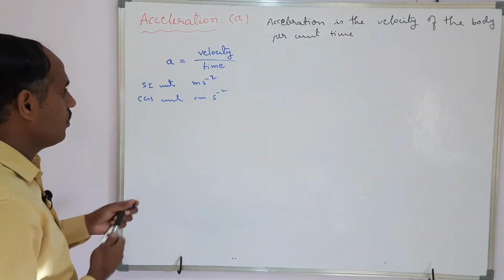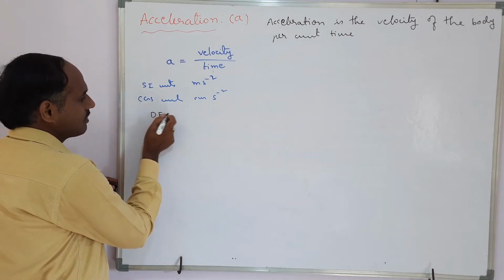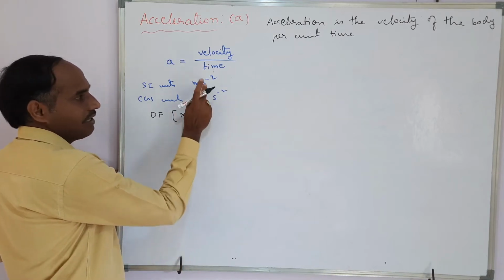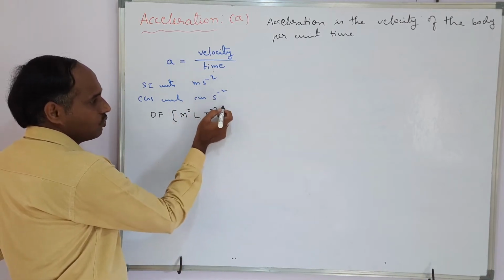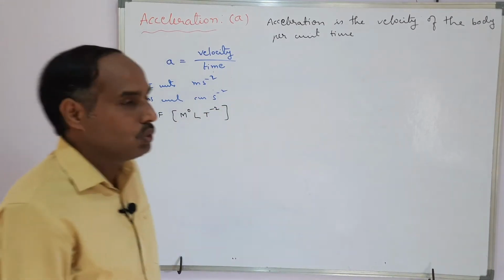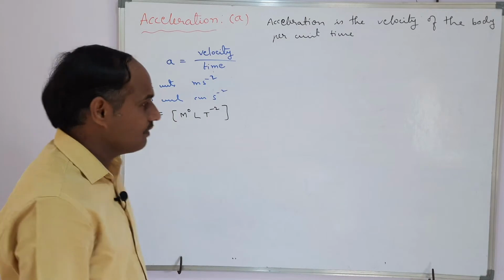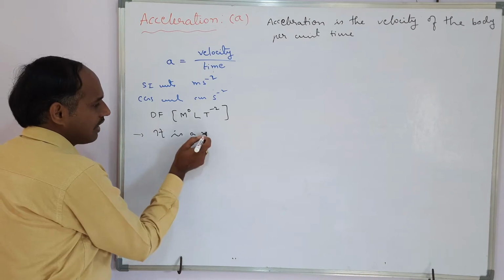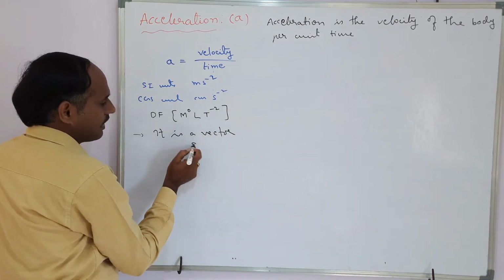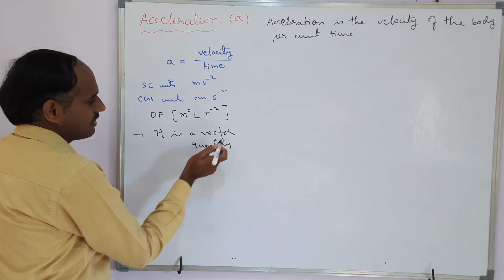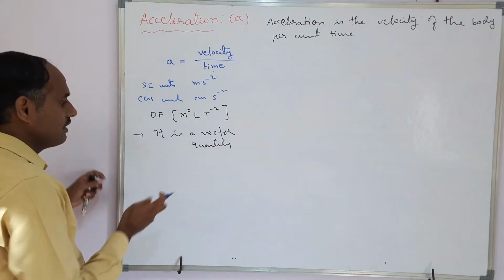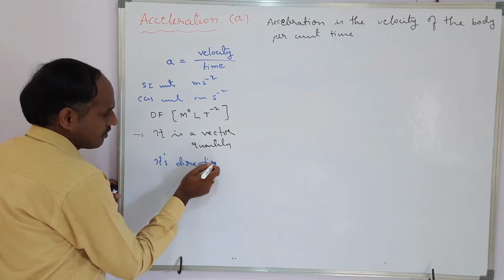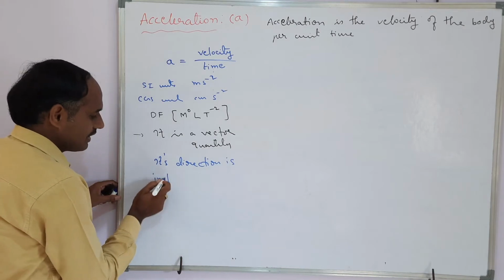Its dimensional formula can be written as: there is no kg, so M to the power 0; meter is the unit of length, so L; second is the unit of time, and the power is minus 2. So M0 L T minus 2 is the dimensions of acceleration. As velocity is a vector quantity, acceleration is also a vector quantity, and its direction is in the direction of velocity.